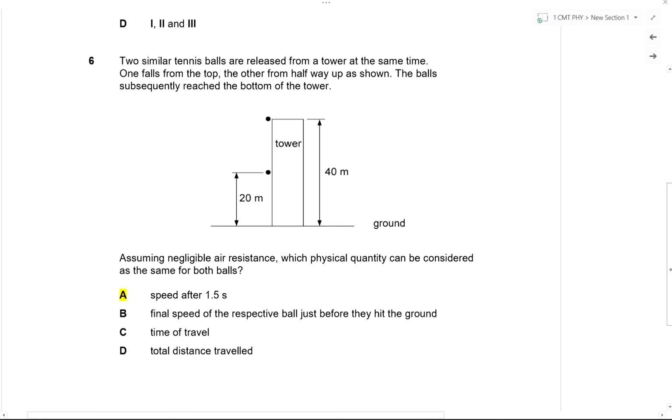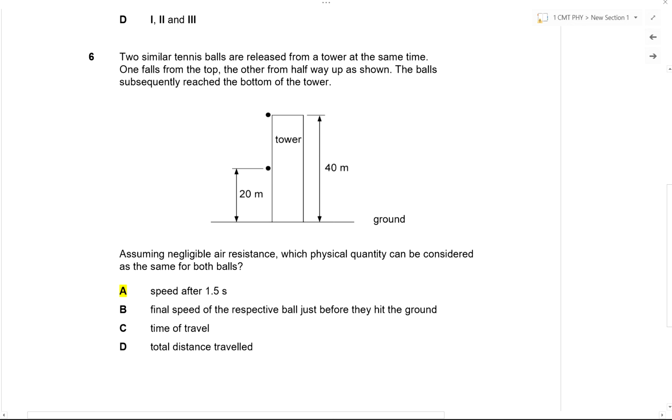Okay, question 6. Two similar tennis balls are released from a tower at the same time. One falls from the top, the other falls from halfway up as shown. So you need to understand the situation. It is like somebody is, what level are we at? 3. Between 3 and ground level, that's second level, right?